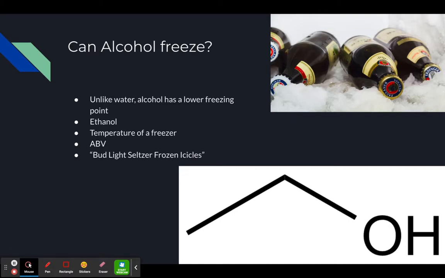However, depending on how much ethanol you have given a specific volume of an alcoholic beverage, calculated as ABV, you might be able to achieve some cooling. The so-called Bud Light seltzer cycles are frozen seltzers, not frozen alcohol or Bud Light.